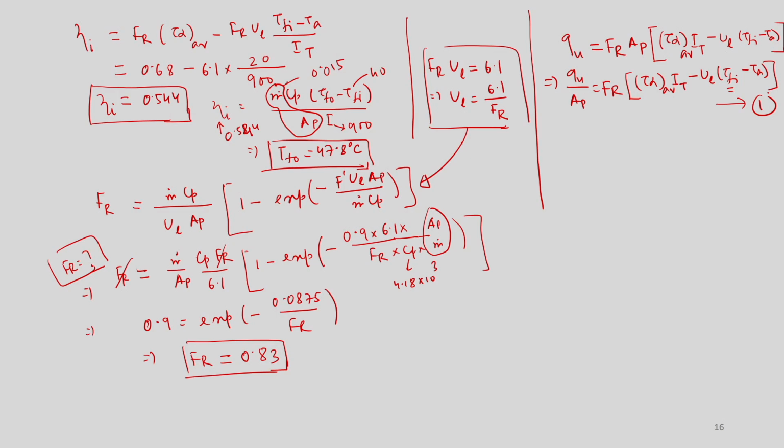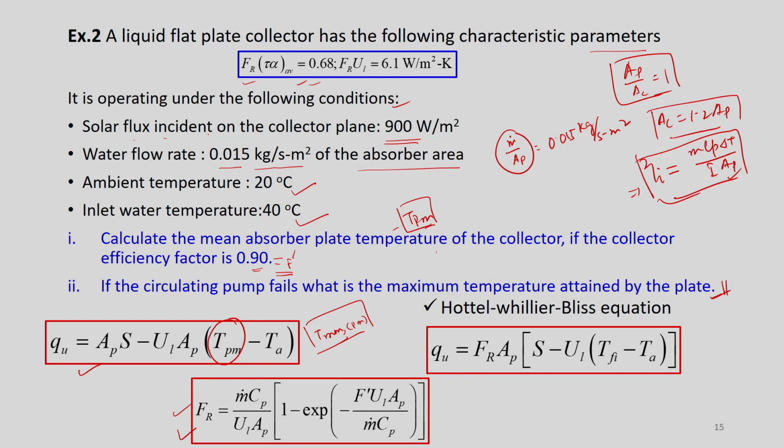And for FR tau alpha average equal to 0.68, from here we can calculate tau alpha average. So, 0.68 divided by the FR value here, 0.83, will be equal to 0.819. And again we can calculate UL. FR is known, so if we substitute the FR value in this expression, we can calculate UL, which will be equal to 7.349 watt per meter square. What's the unit here? Let me see. Yeah, we can just write Kelvin.